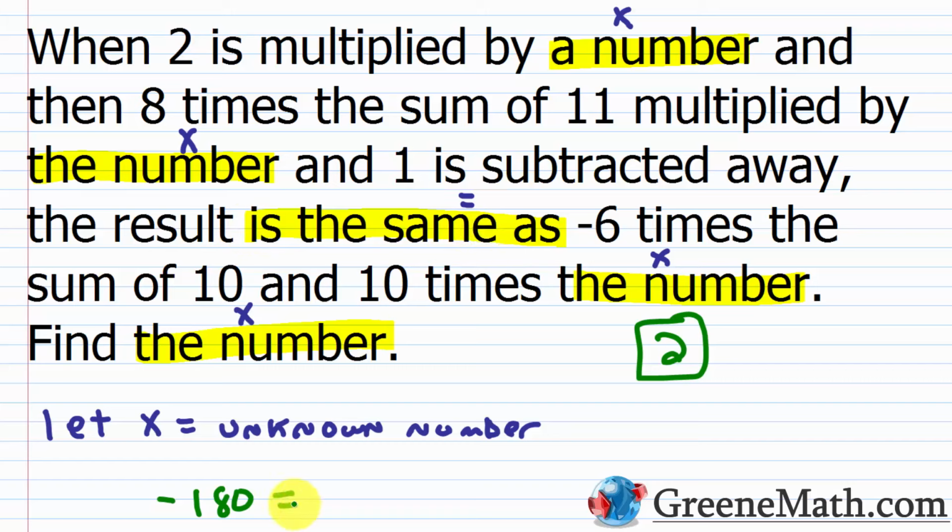And it says the result is the same as. So we're going to put equals here. You've got -6 times the sum of your 10 and 10 times x. And again, x is 2. So you'd have negative 6 times the sum of 10 plus, 10 times 2 is 20. So 10 plus 20 is 30. So you'd have negative 6 times 30, which is negative 180. So the same value is on the left as we have on the right. So 2 is our correct solution here, right? That's going to be our unknown number.